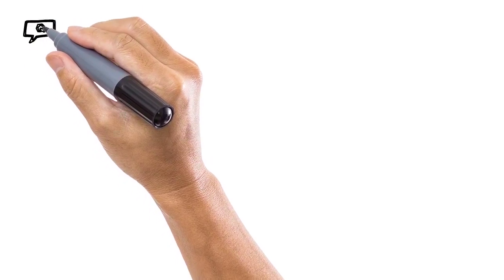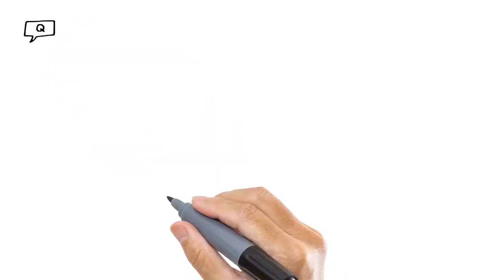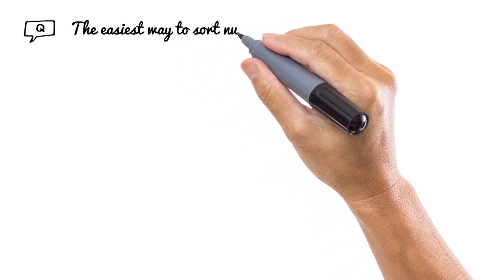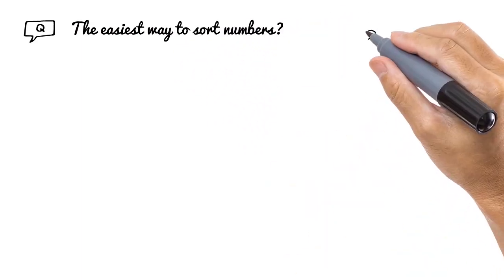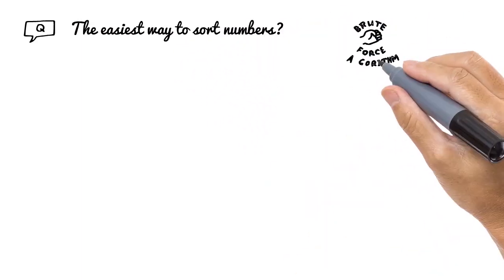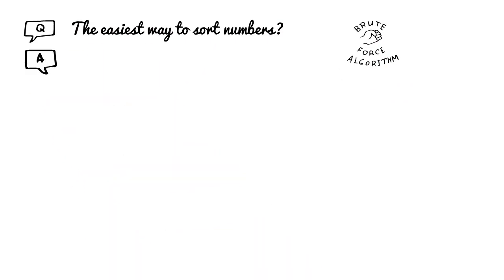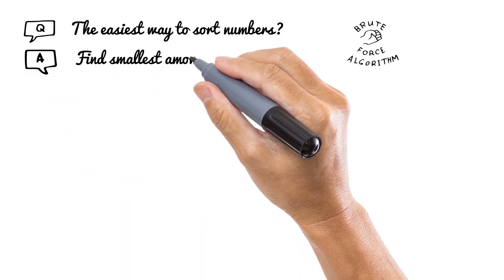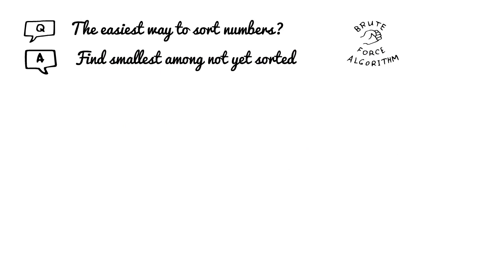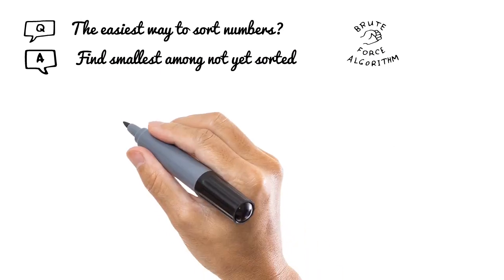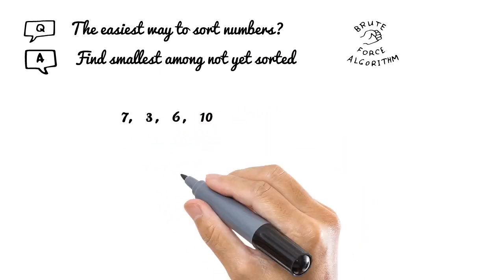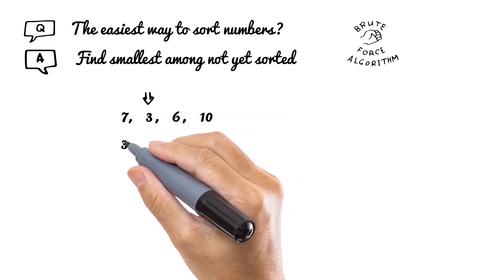Going next. If you need to sort a set of numbers, what would be the easiest way to make working solution for sorting in ascending order? The easiest for me is a brute force type algorithm. To find smallest item among all, put it on the first place. For in-place approach, we can swap smallest number with the first item, if the first is not already the smallest one. For example, in the set of 7, 3, 6, and 10, item 3 goes to the first place.